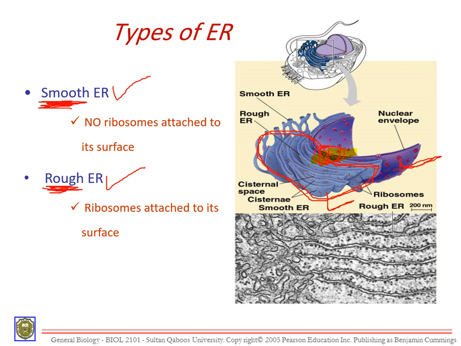Rough ER. See? Ribosomes attached to its surface. And if there are no ribosomes attached to the surface, then it's nice and smooth. Okay, so we have two types of ER. What are the functions of the smooth ER and the rough ER?